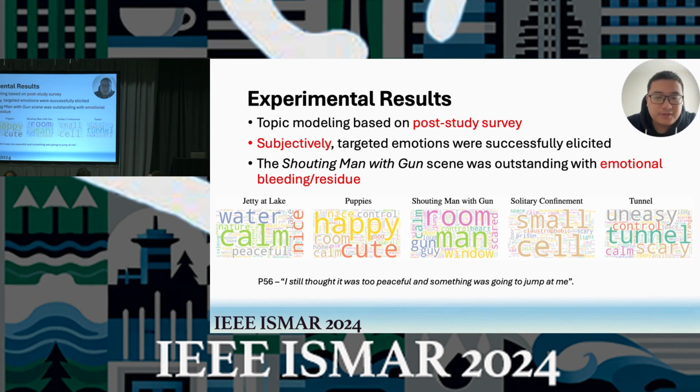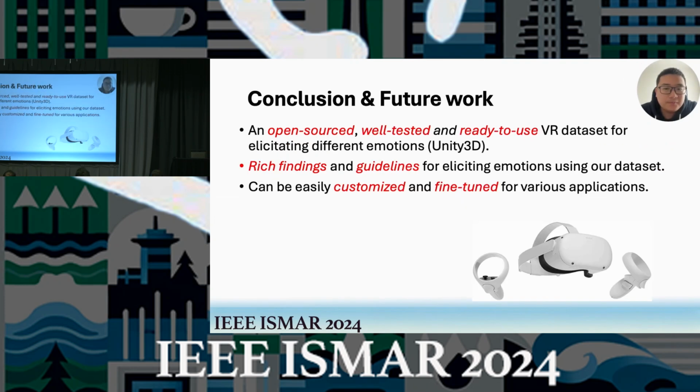We also have subjective measurements, for example topic modeling, and we can find that even subjectively, people felt these things were very successful in eliciting emotions. Interestingly, we found that the shouting man with the gun, the high arousal one, has an emotional bleeding effect that affects the emotional experience even after it has finished. That's a quite interesting finding.